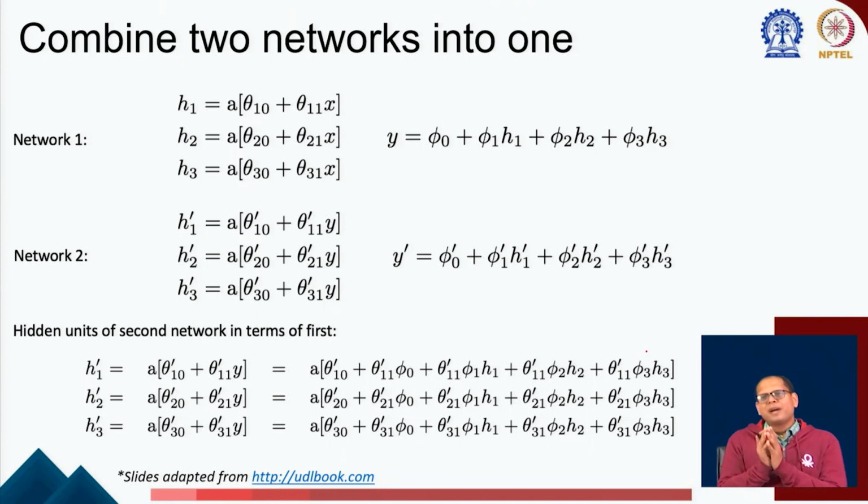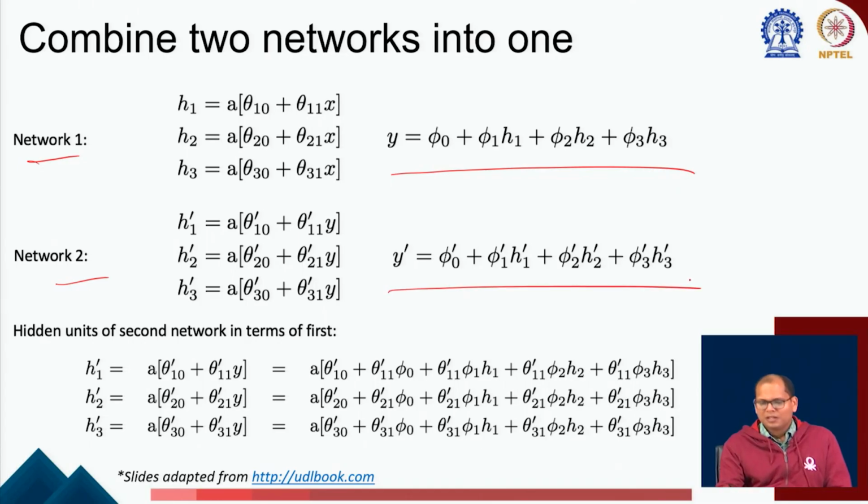Now, we will try to combine these 2 networks into a single network, right, with the equations. So, we had the equations for network 1 and network 2, and this is what we had seen, y and y prime in terms of h1, h2, h3 and h1 prime, h2 prime, h3 prime.